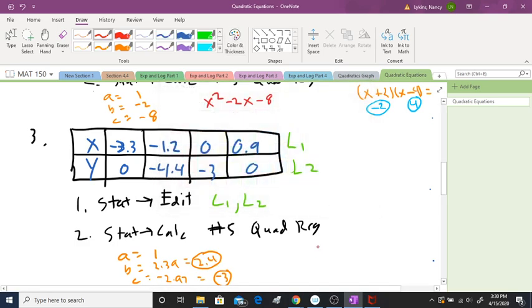Since A is 1, not all the time, but in this case it is, it's going to be x squared. My 2.4 is positive, so plus 2.4x. And my C is also my y-intercept. That's my initial value, which is minus 3.